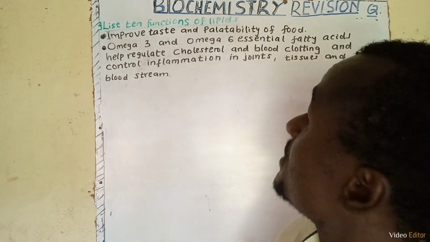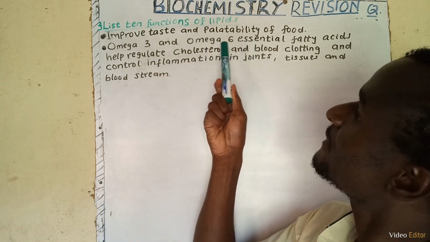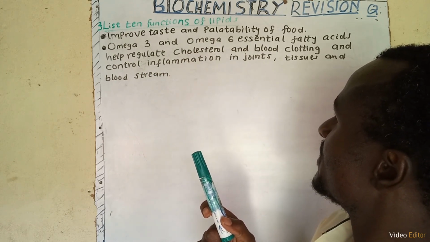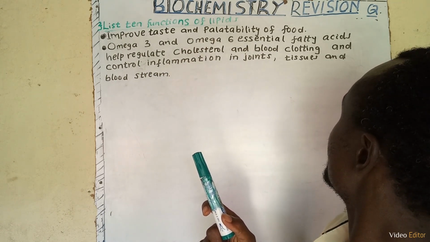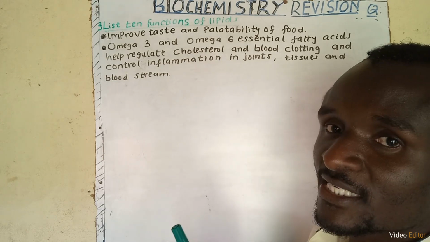We go through our notes. So they improve taste and palatability of food. Omega-3 and omega-6 essential fatty acids help regulate cholesterol and blood clotting, and also control inflammation in joints, tissues, and bloodstream.